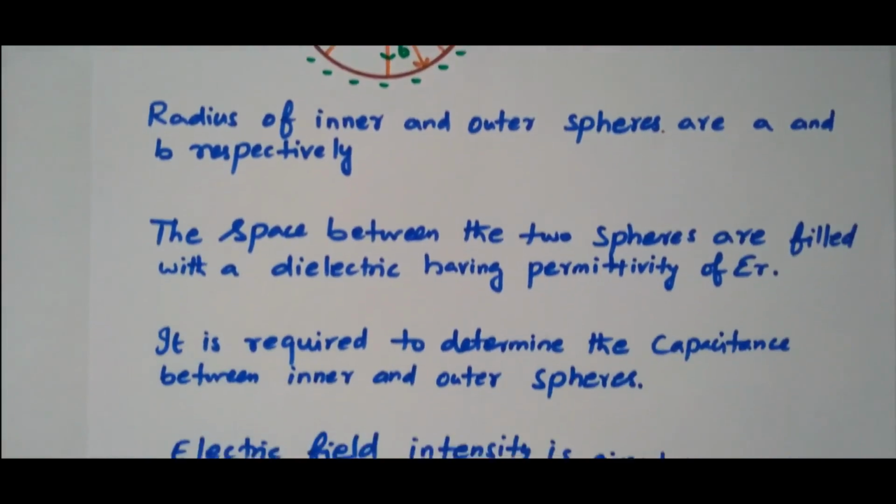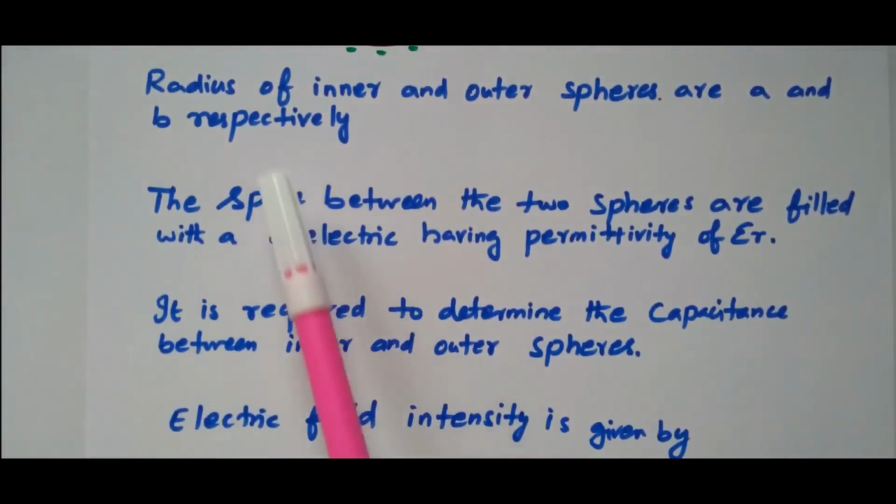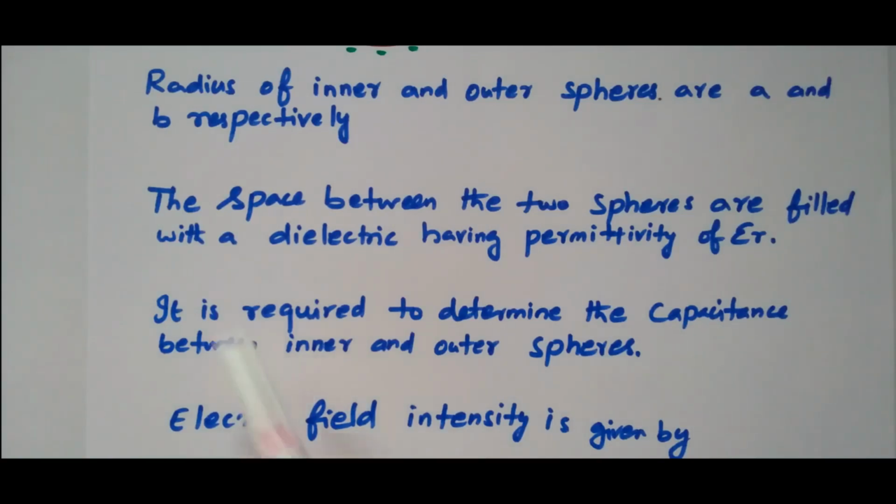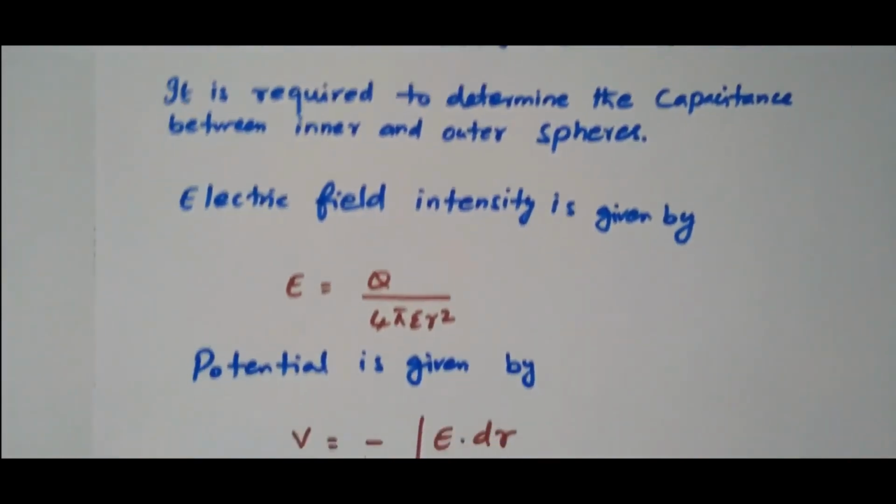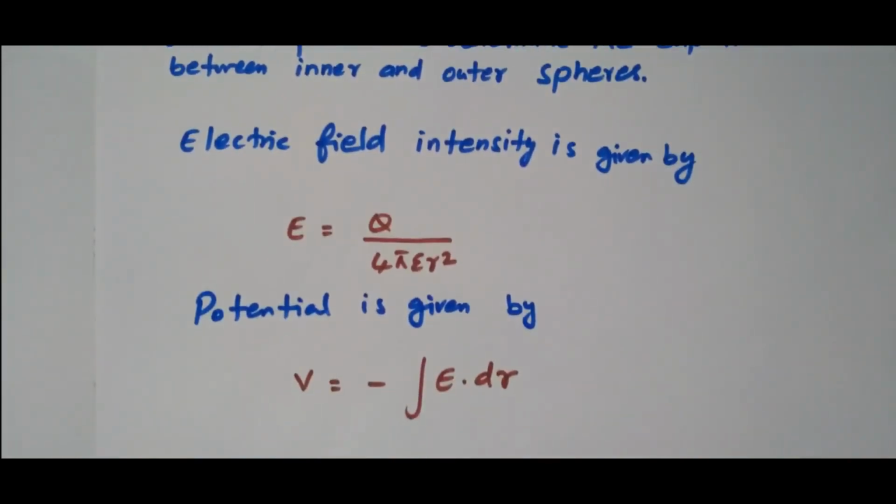So the description is given. The radii of the inner and outer sphere are a and b respectively. The space between the two spheres is filled with a dielectric with permittivity epsilon r. Our aim is to find the capacitance between the inner and outer sphere. We start with the electric field intensity, then go to potential, then we'll find the capacitance.